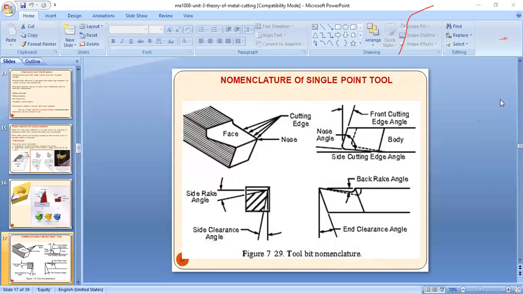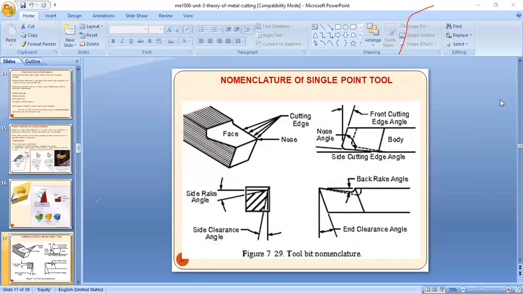So all these are different aspects of the particular thing, and you have to learn yourself what the advantages of the positive rake, zero rake, and negative rake on the tools are. All that is given, and the higher the rake angle, the better the cutting, and the cutting forces are less. You can just note that down also.